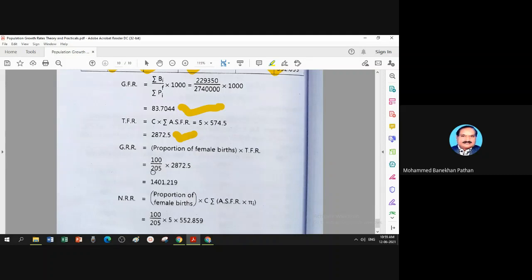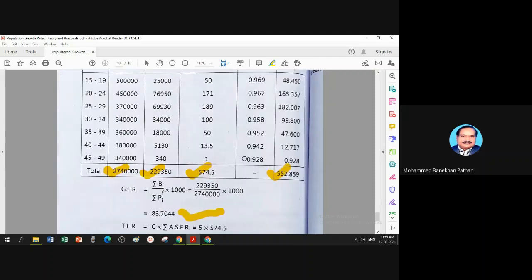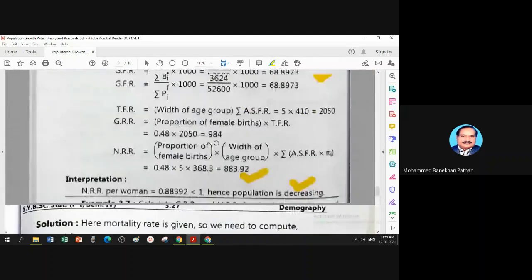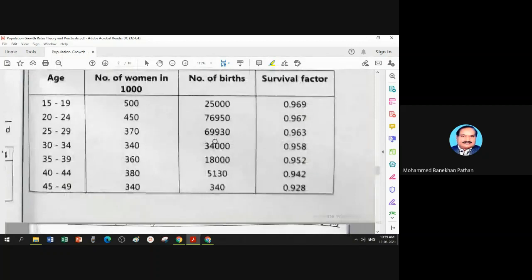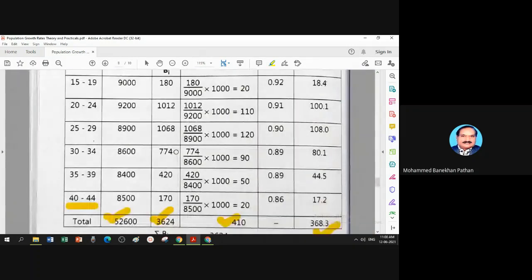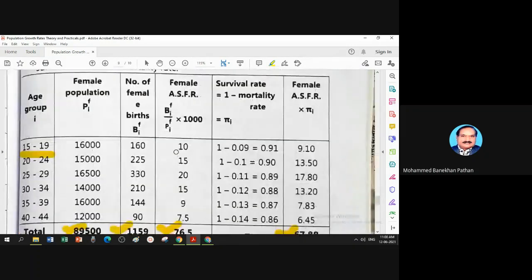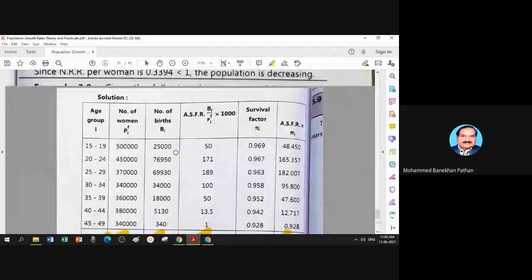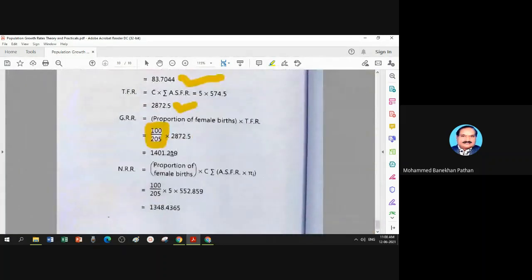In question number 3, it is given male are 100, male children are 100, and female children are 105. This is wrong. So make a correction. You can see example 3. The data says ratio of male to female, 105 males to 100 females. It is not 205. That is only a printing mistake. Calculation is based on 105. You can verify. So it should be 105.